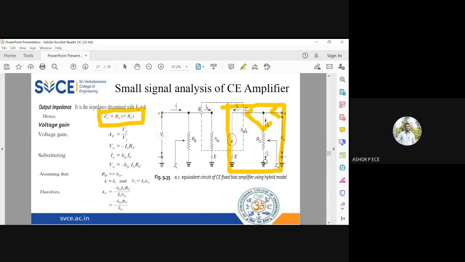If this RC is not there, can anybody say what the output impedance is? If this RC is not there, can anybody say what Zo is in that case? So 0, sir. If RC is not there, what is the only component you have in the output side? Current source, sir. What is the resistance of the current source? I told you. Infinity.